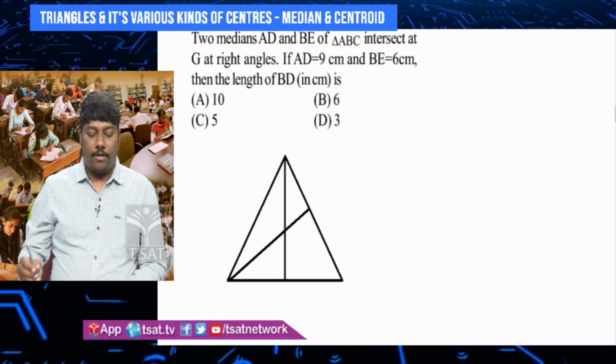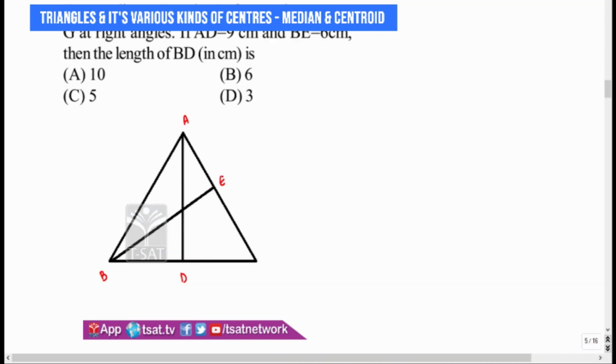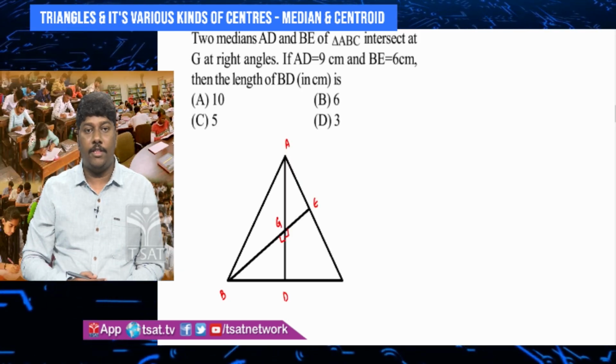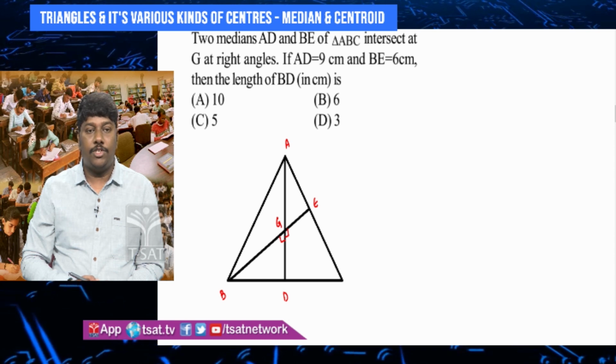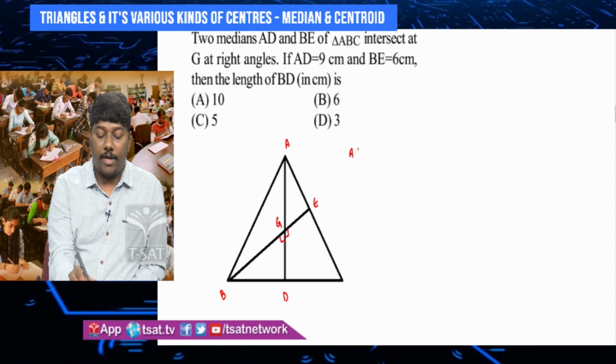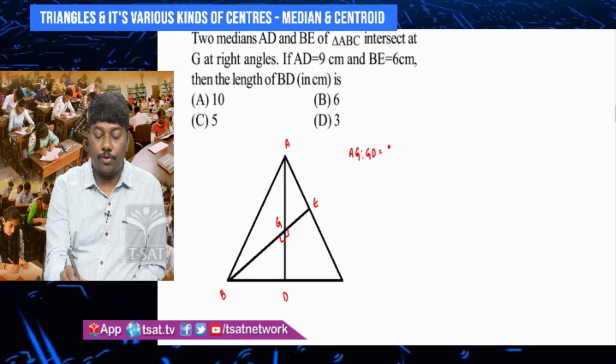Here is the figure. Two medians AD and BE intersect at right angles. So here the angle between these two medians is right angle, 90 degrees here. AD is equals to 9 centimeters and their intersection point you call it as a centroid. We all know centroid divides the median in the ratio 2:1. So G divides AD in the ratio 2:1, therefore AG is to GD is equals to 2:1.